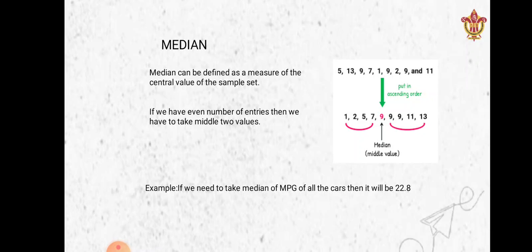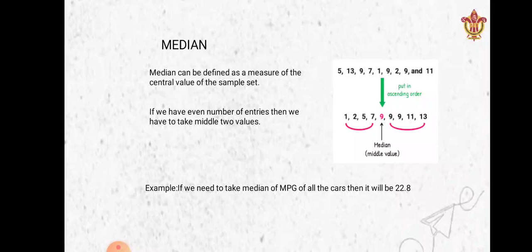Okay. Now I need to find the middle value. For calculating the middle value, I will skip the same number of elements from the right and left sides, from both sides. In this particular example, I have skipped 4 elements, 1, 2, 5, 7 from the left side and 9, 9, 11, 13 from the right side. So 9 is the median value which we are getting.